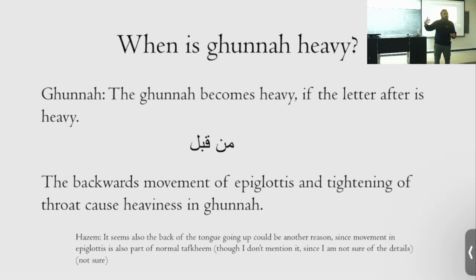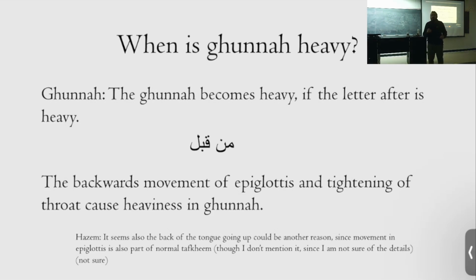But generally when people talk about it, they never talk about this. This is something technical that I found in one of my reference books. When it talked about ghunna, it said that mostly the heaviness of the ghunna comes from the tightening of the vocal cords. What I say is that obviously it is also the tightening, but it's also the back of the tongue going up a little bit as well. But that's completely conjecture. I still didn't look into it, right? What the book says is that it is the movement of the epiglottis causing the tightening of the throat that causes the heaviness of the ghunna.